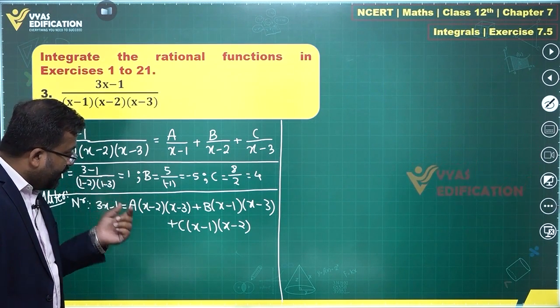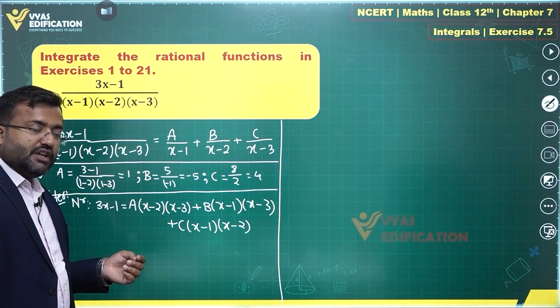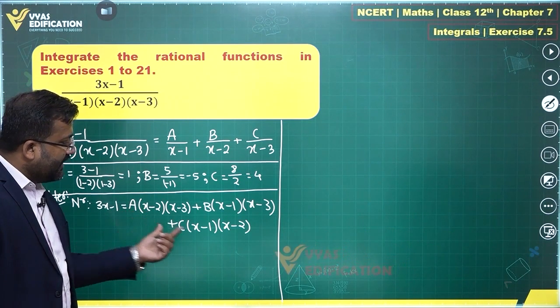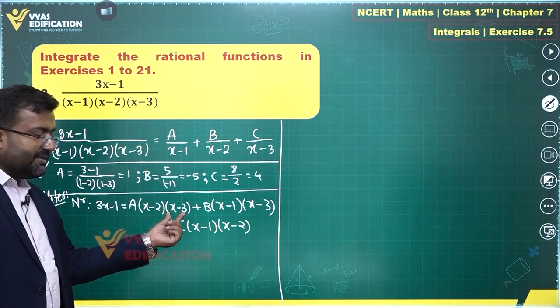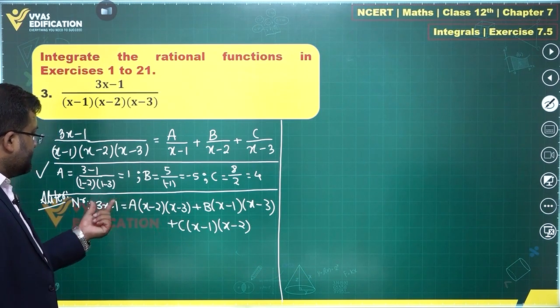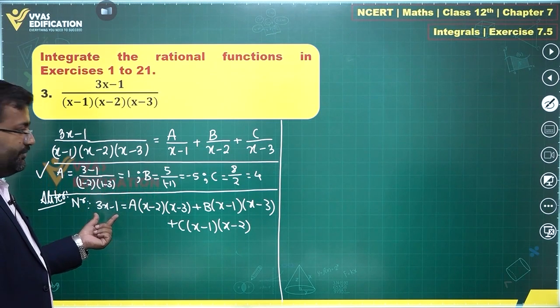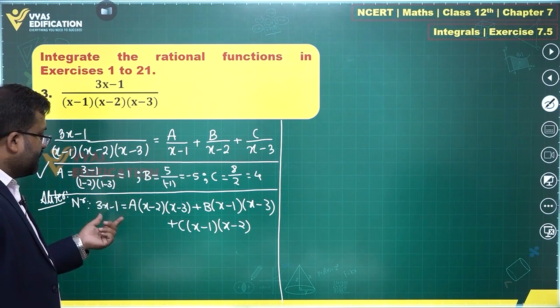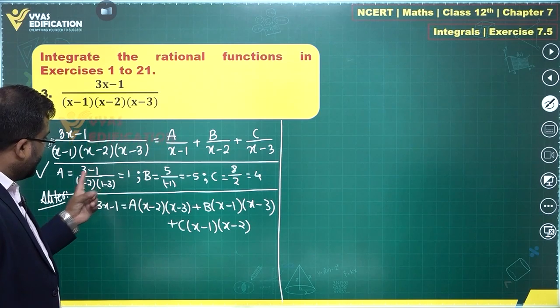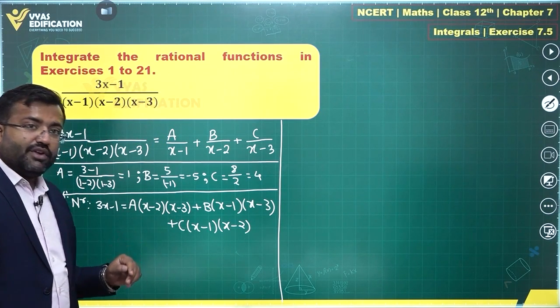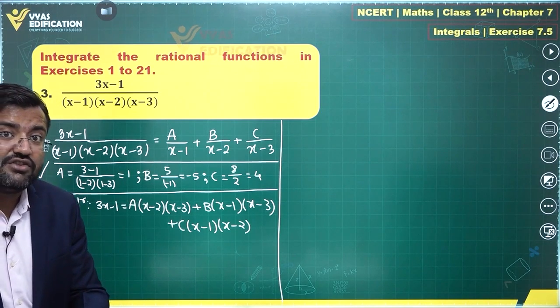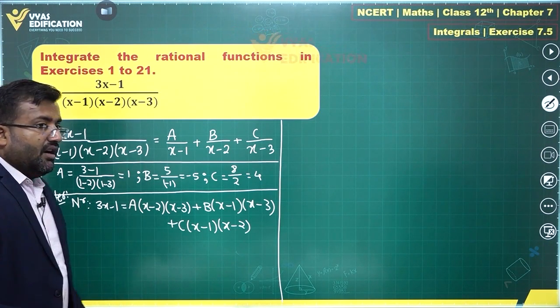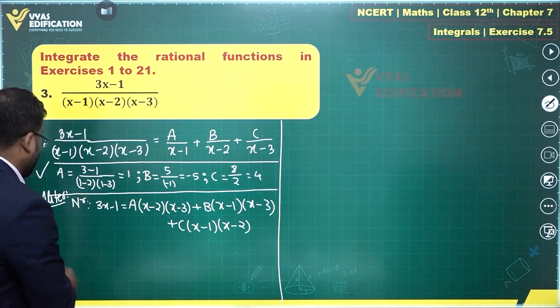So for example, if you wanted A, what you will do is put the value of x as 1. This becomes 0, this becomes 0, this becomes minus 1, this becomes minus 2, which is overall 2. 2A is equal to 2. 3 minus 1 is 2, right? So 2A is equal to 2 implies A equals 1. This is what you are getting, right? Exactly the same thing will come over here. Similarly, the values of B and C can be found by putting certain values of x. Otherwise, you can also compare coefficients.